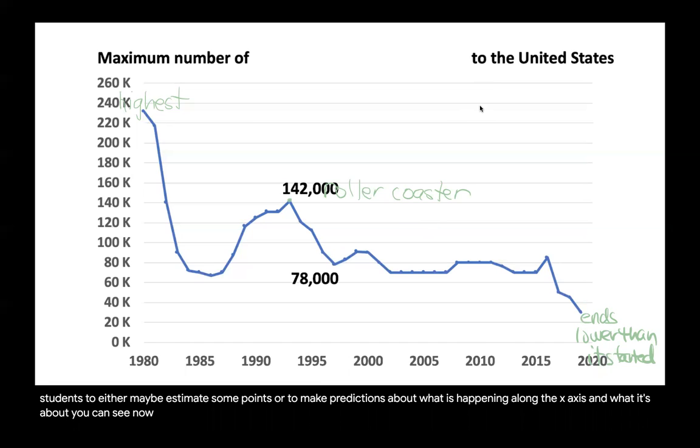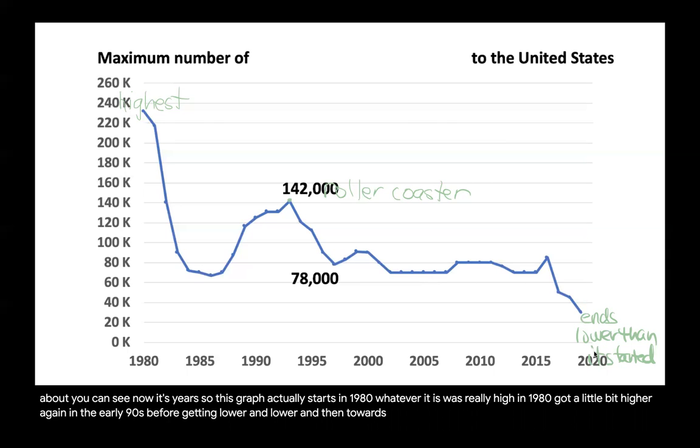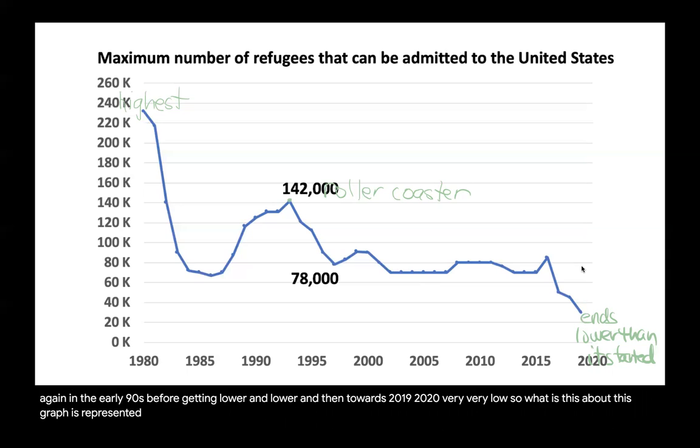You can see now it's years. So this graph actually starts in 1980. Whatever it is was really high in 1980, got a little bit higher again in the early 90s before getting lower and lower. And then towards 2019, 2020, very, very low. So what is this about? This graph is representing the maximum number of refugees that can be admitted to the United States. And you can see it was much higher in 1980 than it is today.